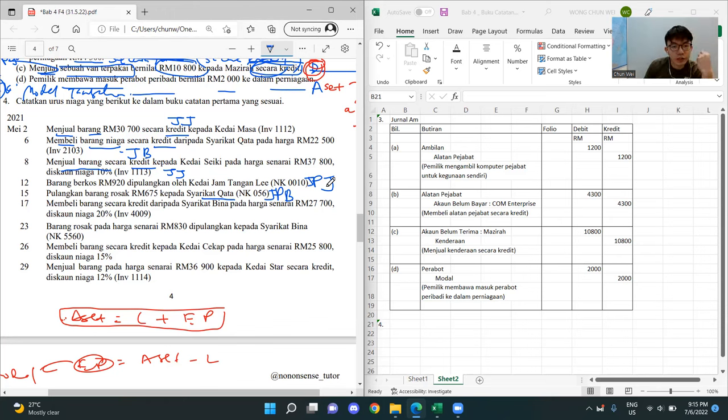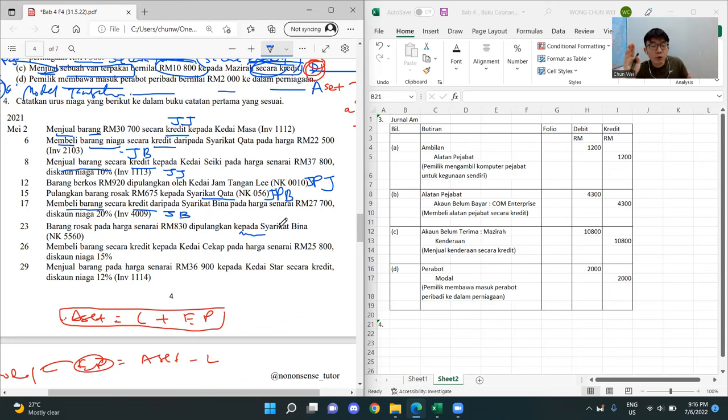Right? Okay, now we go to 17. Very simple. You beli barang niaga secara kredit. JB. Jurnal belian. Okay. 23rd. Barang rosak pada harga senilai 830 dipulangkan. But here, instead of oleh, dia cakap kepada. Okay, so that's why you have to be very careful with the term. It's just like tata bahasa. A bit of testing you, BM kind of thing, right?